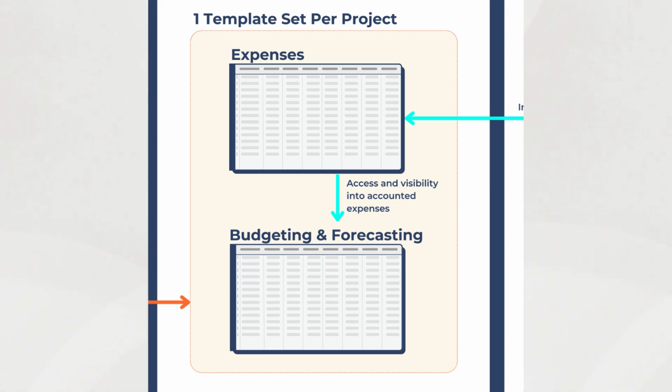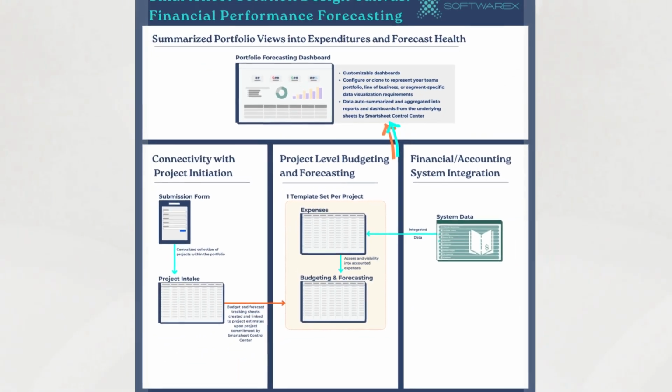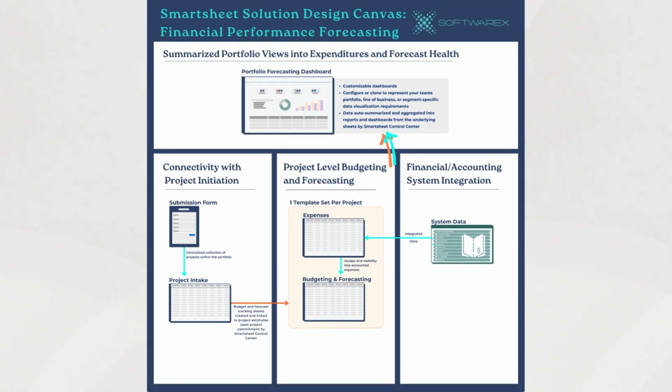These two sheets, expenses and budgeting and forecasting, serve as the sole tools for reviewing and forecasting expenditures for a given project. Now, there are many, many styles of budget tracking spreadsheets out there. And the one thing that they all typically allow for is the ability to summarize expenses by category and date. So you'll obviously get that in Smartsheet.